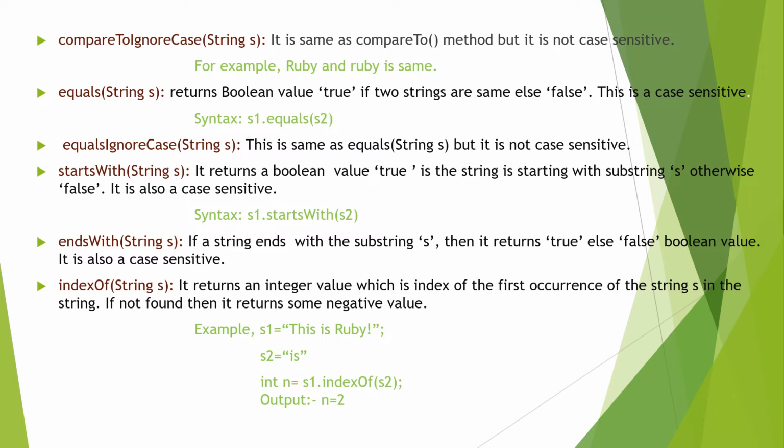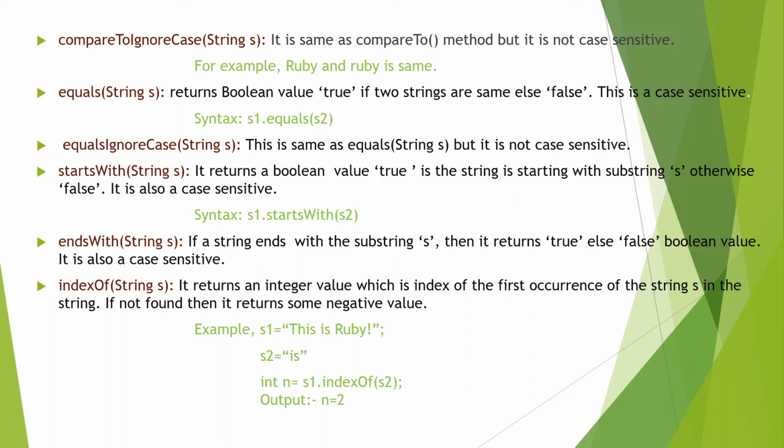Next we come to equals(String s), which returns the boolean value true if two strings are the same, otherwise false. This is also case sensitive. Syntax will be like s1.equals(s2). So if we compare capital RUBY and RUBY in small letters, we'll be getting false, as it is case sensitive. Next we come to equalsIgnoreCase(String s). This is the same as the above method, but it is not case sensitive.